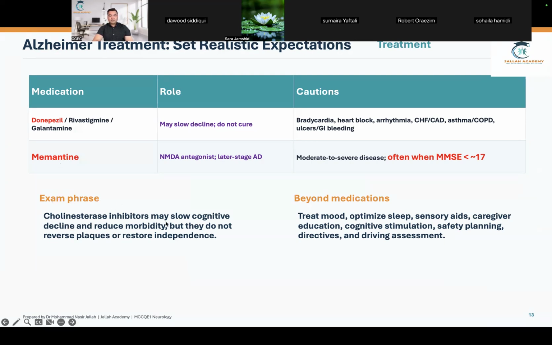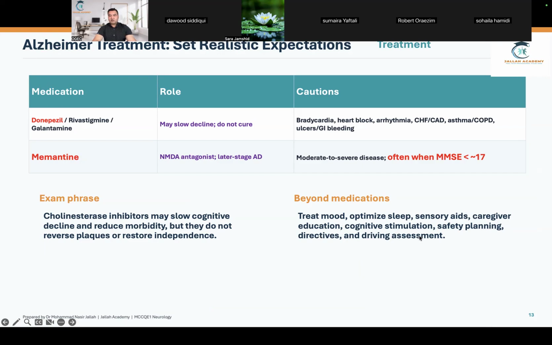Exam phrase: cholinesterase inhibitors may slow cognitive decline and reduce morbidity, but they do not reverse the plaques or restore independence. So they just slow down. Okay. Beyond medication, treat the mood, optimize sleep, and provide sensory aids, vision, hearing, right?